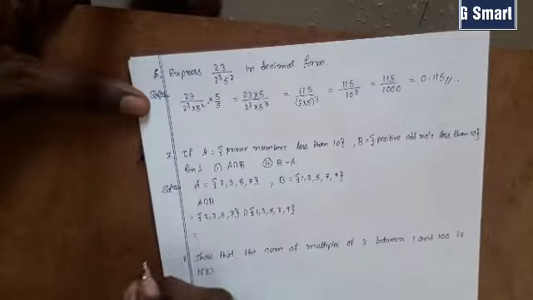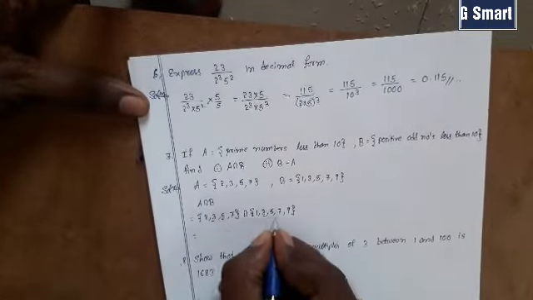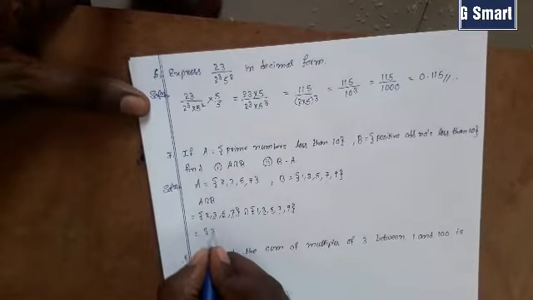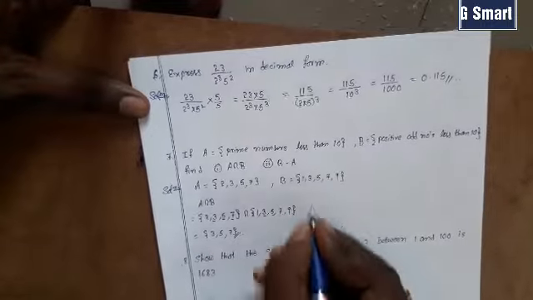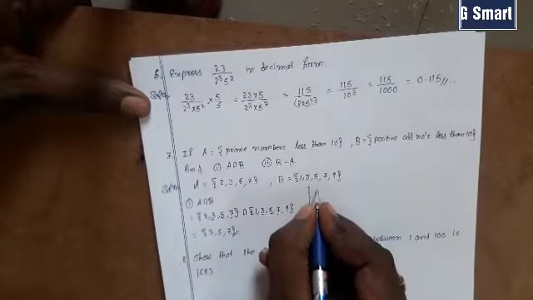So intersection means common elements. So the common elements: 3 and 3, 5 and 5, 7 and 7. These are the common elements. So we can write 3, 5, 7. So this is the answer. Now this is the first one. Now the second one they are asking.